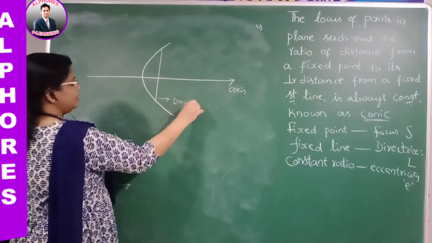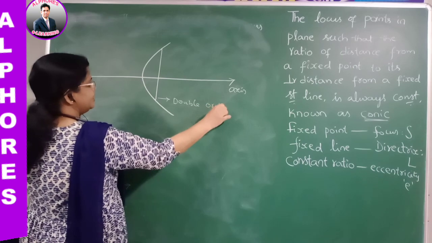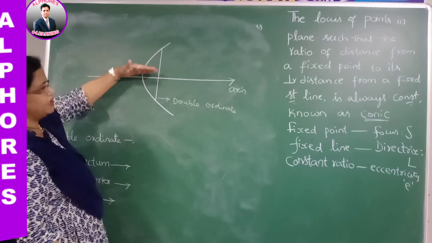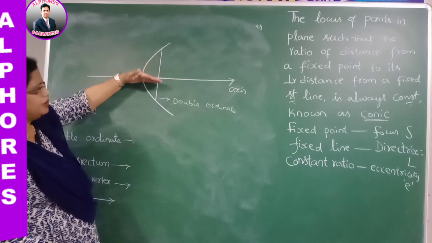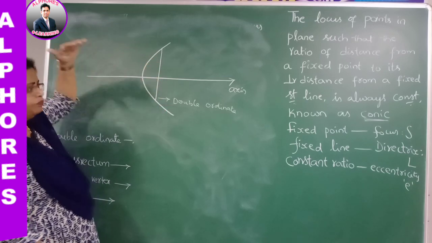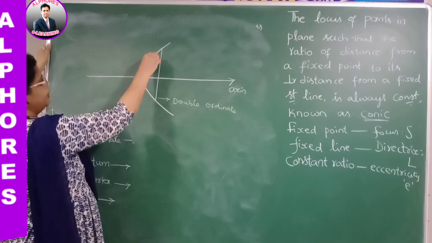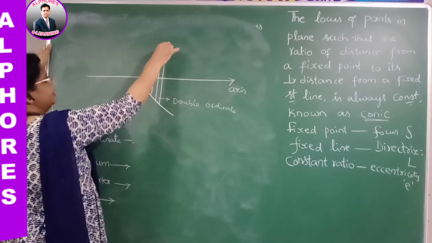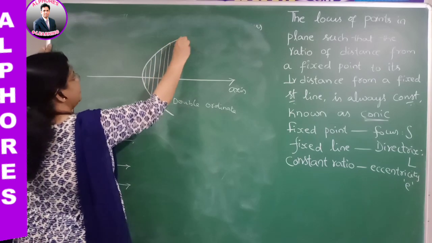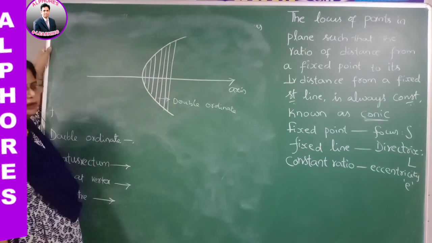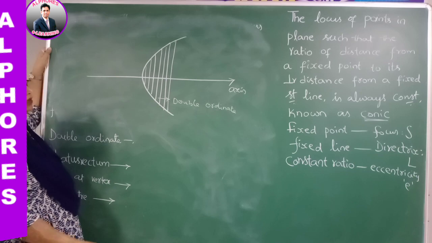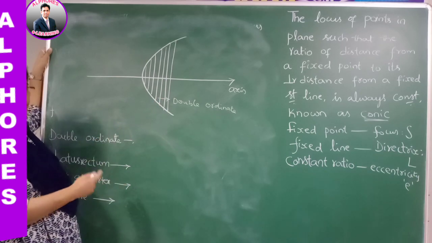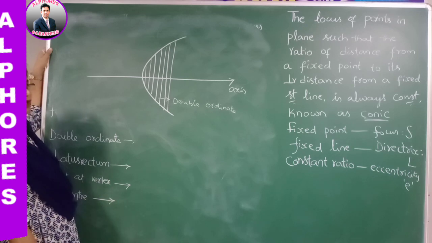Why are we naming it a double ordinate? Because whatever portion it occupies above the axis, it occupies the same portion below the axis also. If I draw another one in this way, these are all double ordinates. So a double ordinate to a particular conic is not unique. You can draw many double ordinates. The only condition is that a chord which is perpendicular to the axis of a conic is a double ordinate.